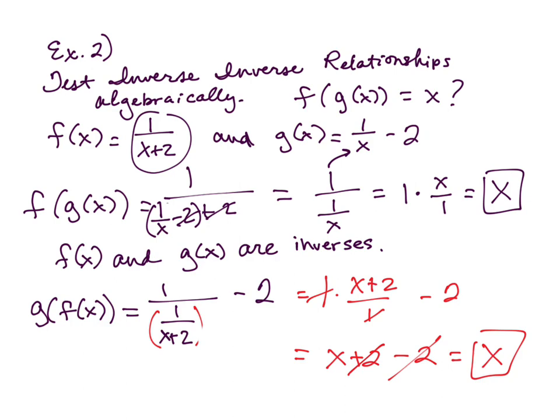So your composition works both ways. You could test both. You could test the first one. If you can tell that they're not inverses, test the second one just to be sure. But if you get that one composition leads you to x, then the other one also will. So you can say, yes, they're inverses.